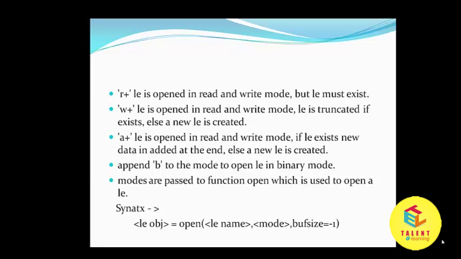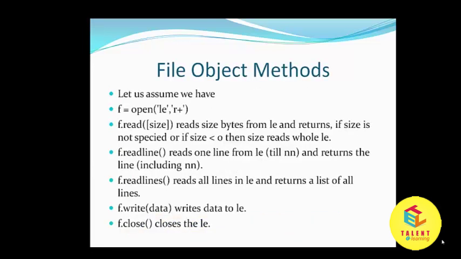Append b to the mode to open the file in binary mode. Modes are passed to the function open, which is used to open a file. The syntax is file object is equal to open, and in the bracket file name, mode, and buffer size is equal to -1. Now we see the file object methods.